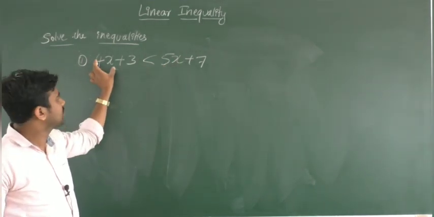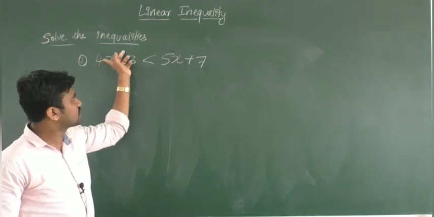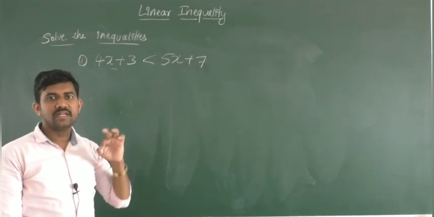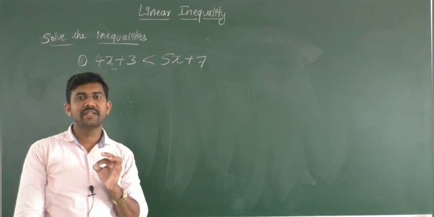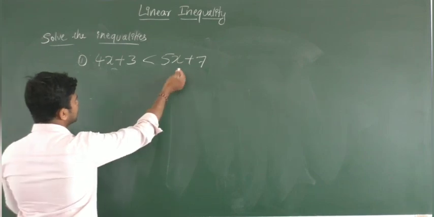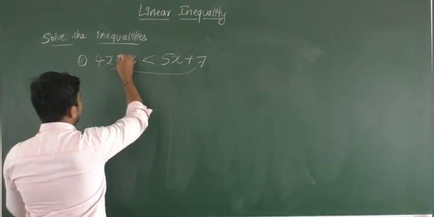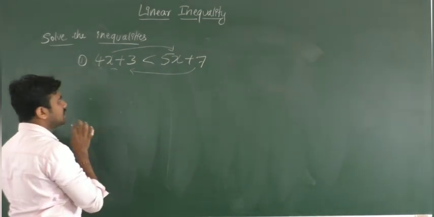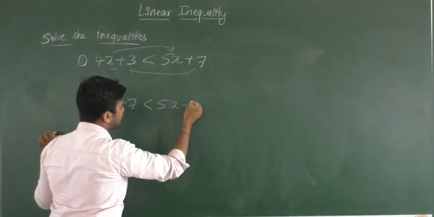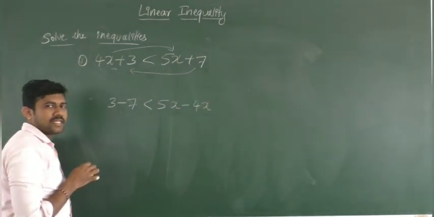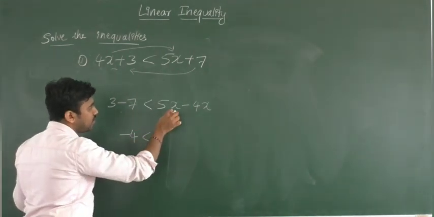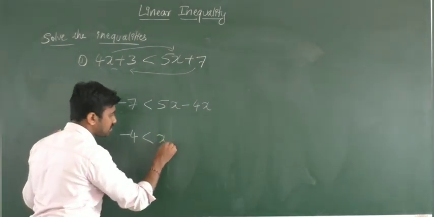5x is greater than 4x. So keep 5x on this side only. 4x you bring to this side, and the constant to the other side. If you do it like that, then you can avoid the negative sign. Understand? So what we'll do here, I'll bring 7 to this side and 4x to the other side. Then it becomes 3 minus 7 less than 5x minus 4x. 3 minus 7 is minus 4, less than 5x minus 4x, which is x.